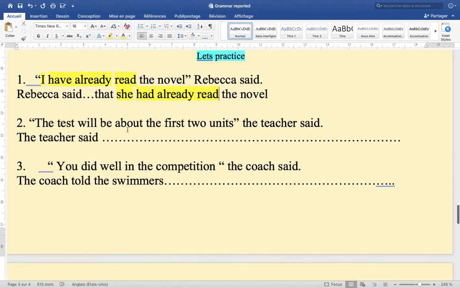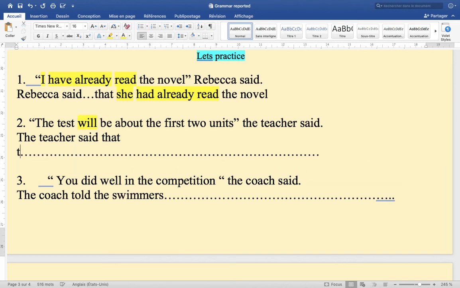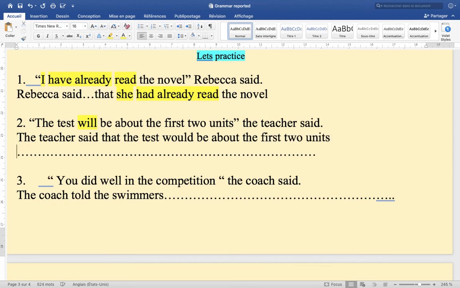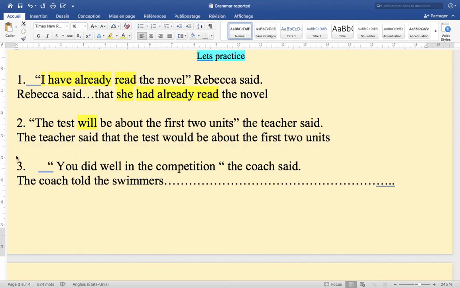The second one: the test will be about the first 2 units. The teacher said, the test will be about the first 2 units. What do we have here? We have will, which means we have future. So what are you going to say here? The teacher said that the test would be about the first 2 units.